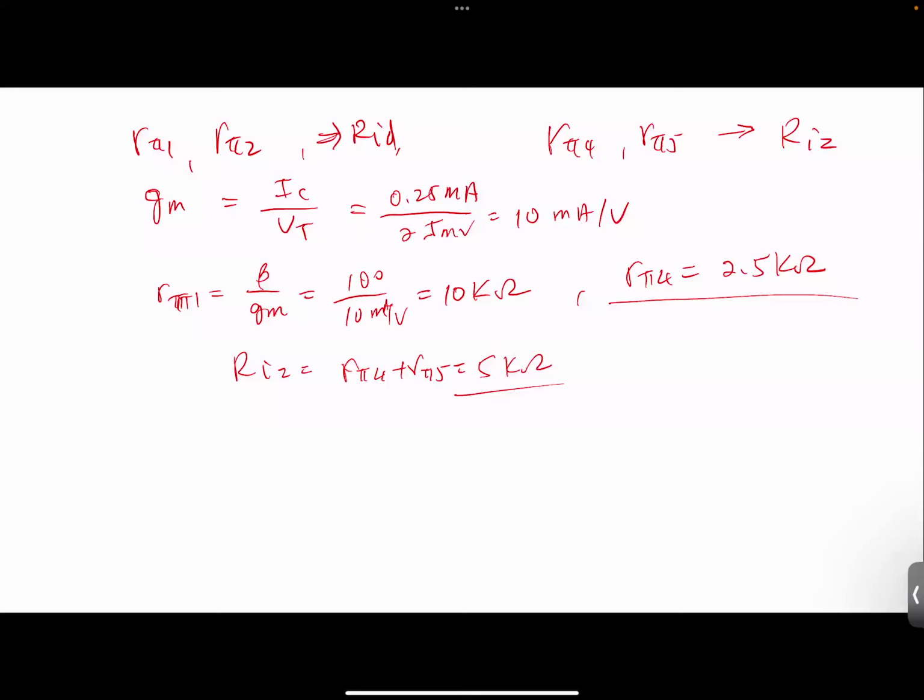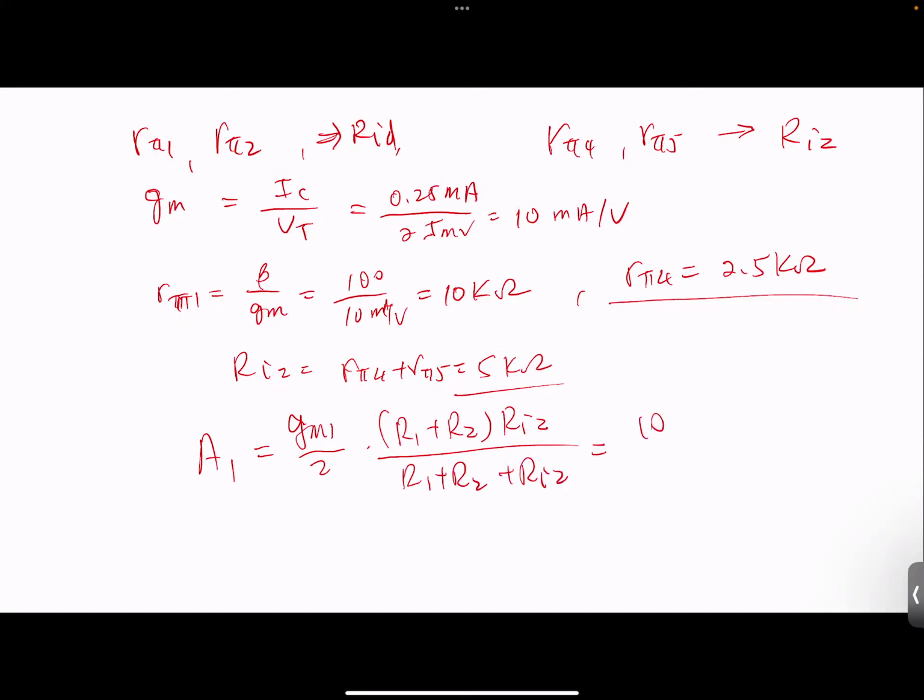So by plugging in all these numbers, stage 1 gain is going to be 1/2 gm1 times (R1 plus R2) times Ri2 divided by (R1 plus R2 plus Ri2). So we get 10 over 2 times, I believe this is a 20 kilo ohm, plus 20, times 5, divided by 20 plus 20 plus 5. And that gives you 22.2 volt per volt. That's the first stage gain.